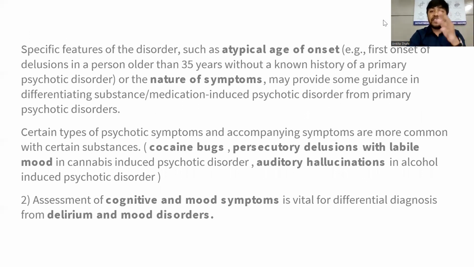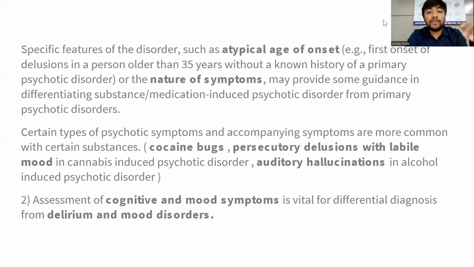Now, coming to specific features here, such as atypical age of onset, first presence of delusions in a person older than 35 years, or without a known history of primary psychotic disorder, or the nature of symptoms, may also provide some guidance in differentiating substance/medication-induced psychotic disorder from primary psychotic disorder.